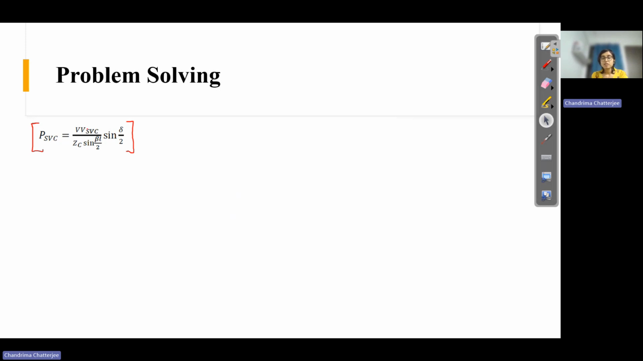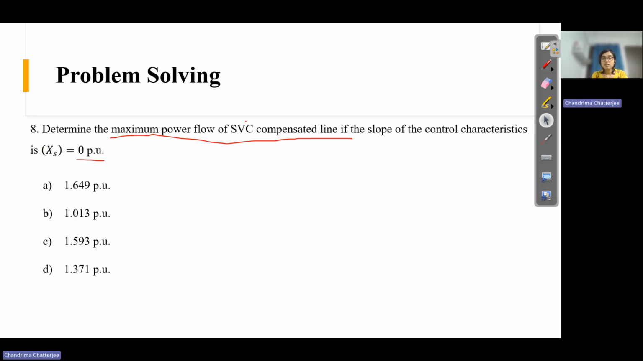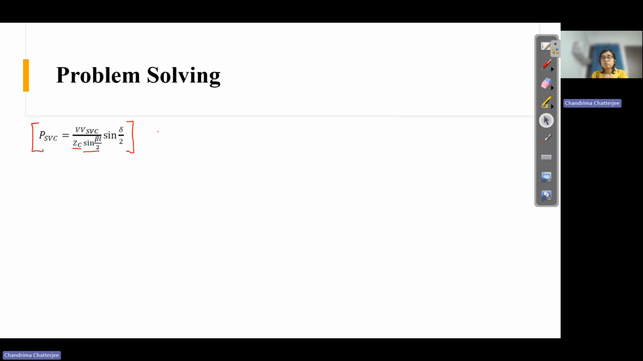This is the expression. Now VSVC will change depending on whether the slope is 0 or there is a positive slope, right? Depending on that, VSVC will change. The other things will remain constant, ZC sine beta L by 2, and also delta will change. Here they have asked maximum power flow. So whenever we are talking about maximum power flow, obviously delta is equal to 90° for maximum power flow, right? So delta is equal to 90° here.